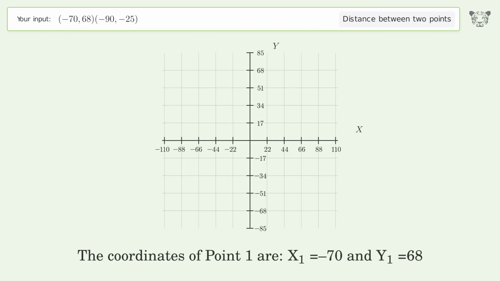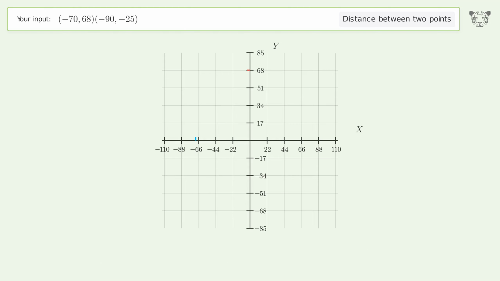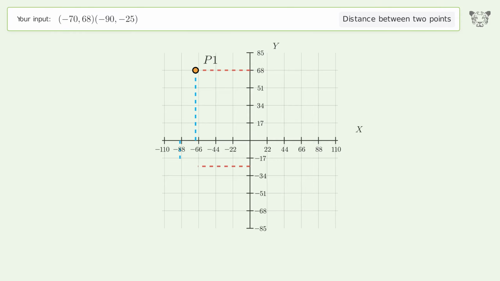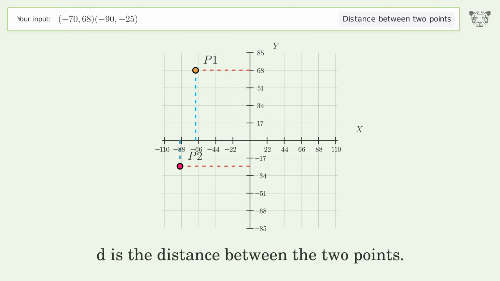The coordinates of point 1 are x1 equals -70 and y1 equals 68. The coordinates of point 2 are x2 equals -90 and y2 equals -25. D is the distance between the 2 points.